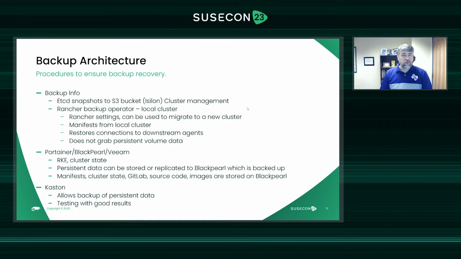Our backup architecture was something that we wanted to make sure was planned for carefully. So we talked to our representatives about how to back up the Rancher environment and what those backups would look like and how to do restores. So what they walked us through was creating etcd snapshots, and we sent those snapshots to an S3 bucket on our Isilon local storage clusters. And we use the Rancher backup operator in our local cluster, and that backs up our Rancher settings. You can use those backups to migrate to a new cluster or to restore an existing cluster.